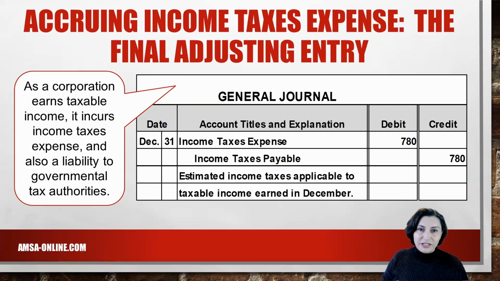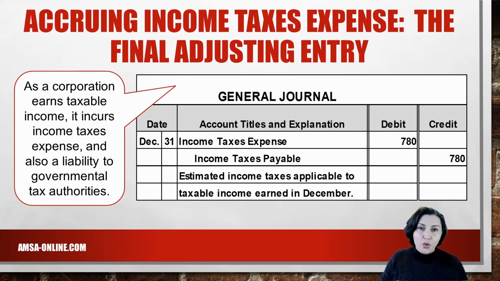Let's look at one more example. A corporation must pay income tax on its taxable income. Corporate taxes are due on March 15th of the year following the year in which the income was earned. You must accrue income taxes in the appropriate year. The adjusting entry is just like the entry we record for any other accrued expense.